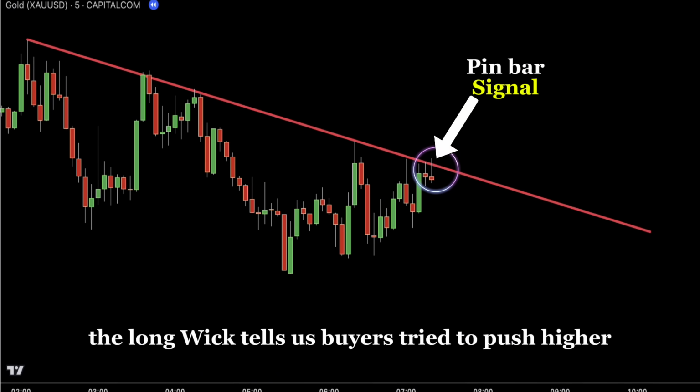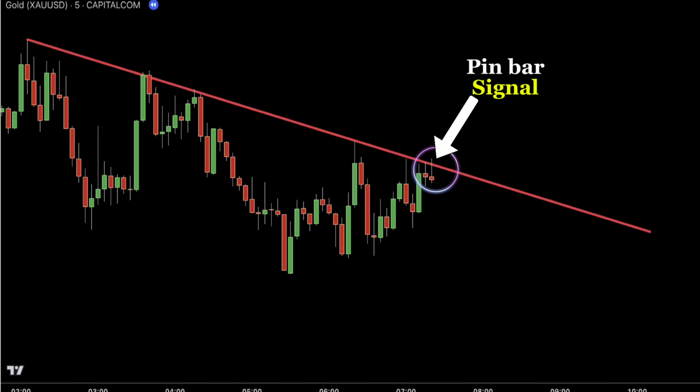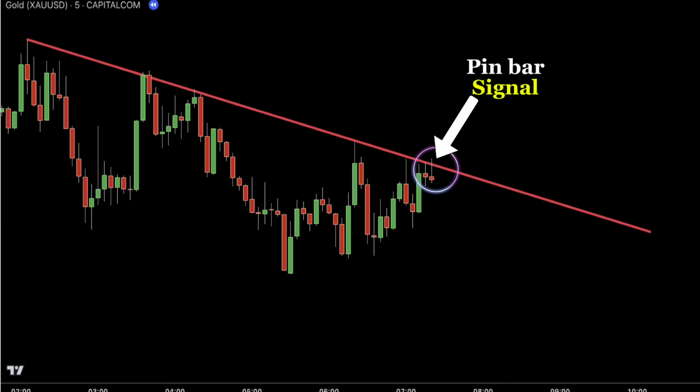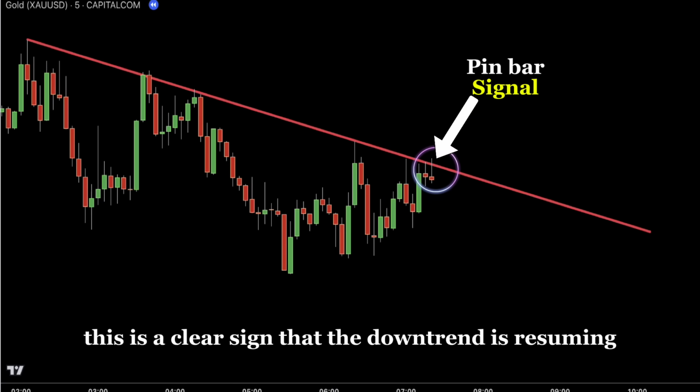The long wick tells us buyers tried to push higher, but failed. Sellers stepped back in and slammed price down, defending the trend line with conviction. This is a clear sign that the downtrend is resuming.